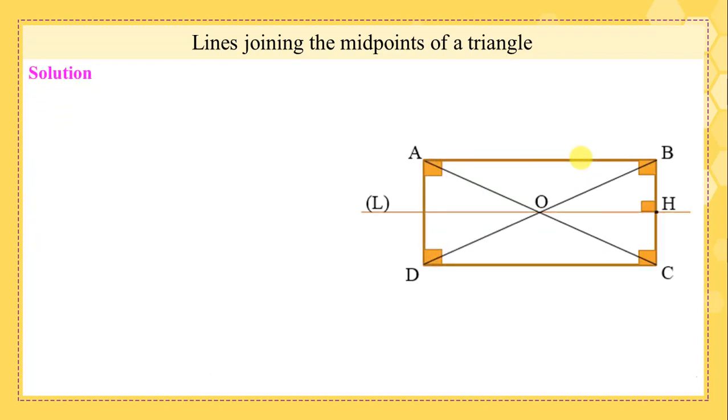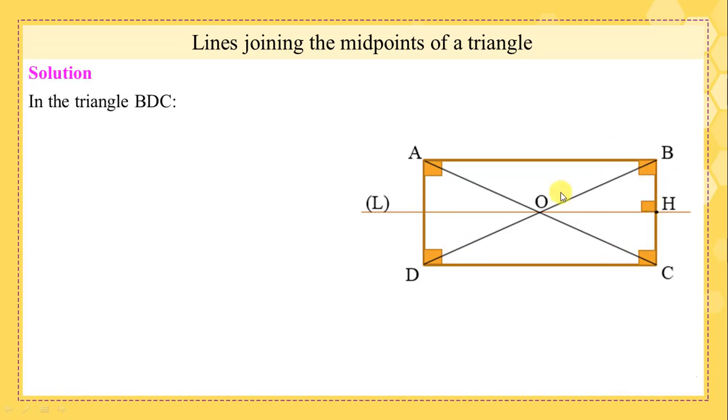Solution. First, in order to solve this application, we have to use midline theorem, of course. Midline theorem is applied on triangles. So we have to choose a triangle in order to apply the theorem on this triangle. We have to show that H is the midpoint of BC. So we can choose triangle BCA or triangle BDC. I will choose triangle BDC. We will apply midline theorem on this triangle.